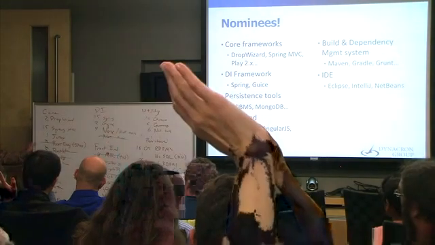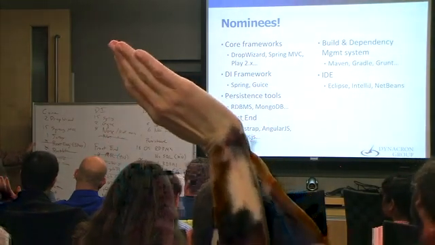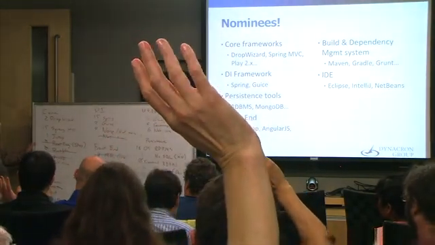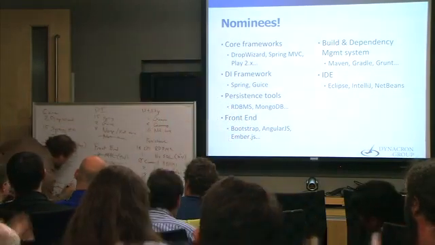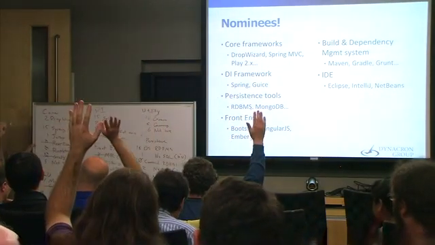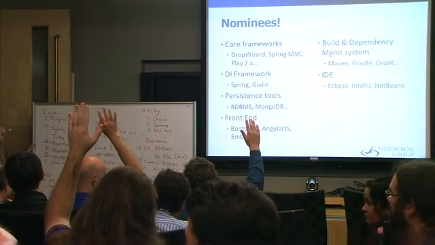Eclipse. 1, 2, 3, 4, 5, 6, 7, 8, 9, 10, 11, 12, 13, 14, 15, 16. IntelliJ. George. I think Eclipse goes under macho.